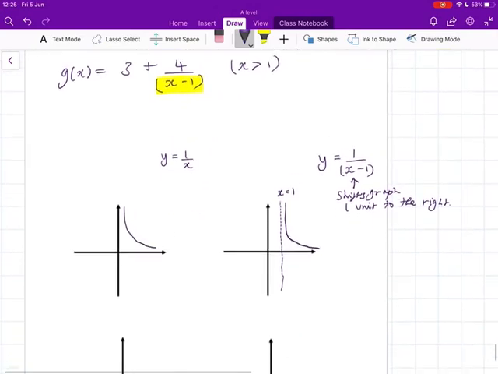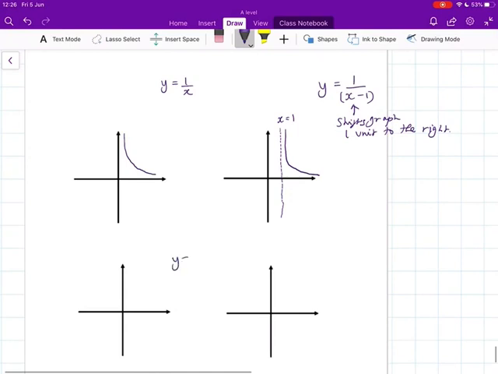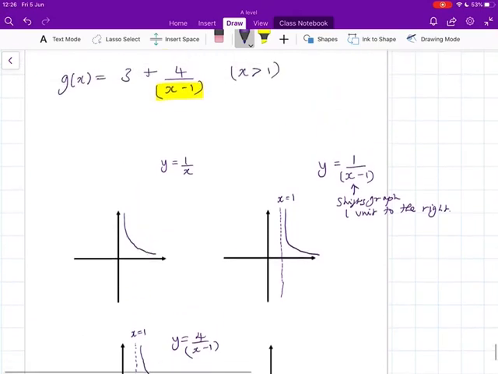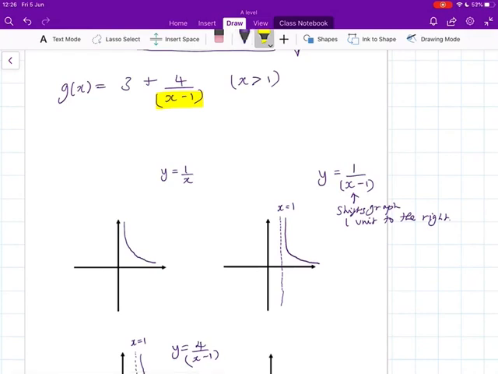Okay, then we build up to our next one. We now want to draw y equals 4 over x minus 1. So that just makes our graph, the one we've just drawn, stretch up and become a little bit steeper. Effectively the shape is still the same. So that line is still there at x equals 1, and it's just going to look a little bit different perhaps in shape. The x-axis obviously is still an asymptote.